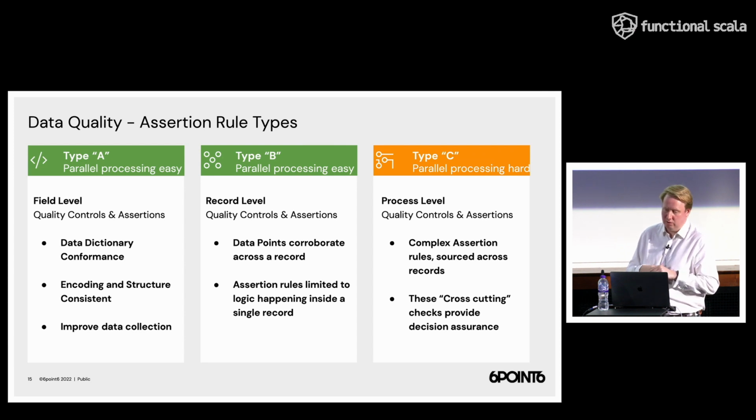Whereas a type C rule is something that happens more at process level. It's basically across records. So it's rules that depend on the kind of business logic you're dealing with, basically. But these are cross-cutting checks that are relevant to whatever decisions are being made down the line by the business, essentially.